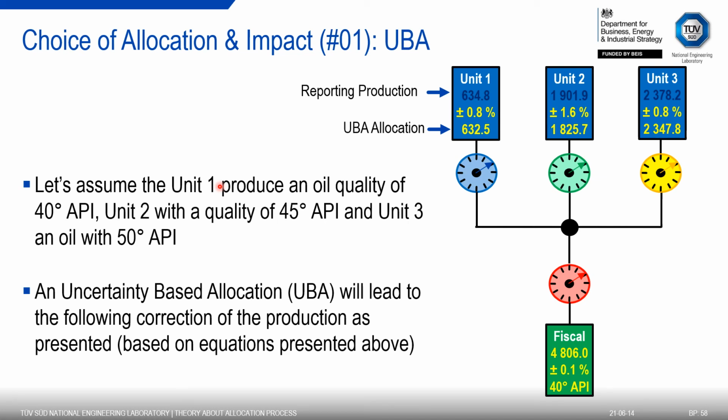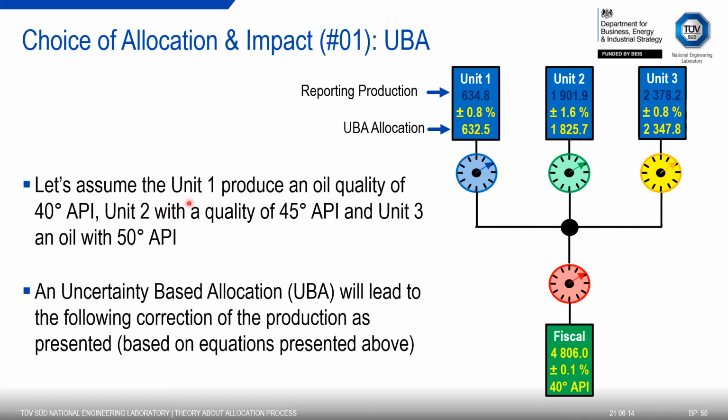And the whole idea here is to look at what will be the reallocated value for this field against the initial value if we use PBA, the UBA, or the value adjustment in this case. So I'll show you a case, for example, with the UBA. You know the uncertainty associated with unit 1, which is 0.8% in this case, is not bad at all. Unit 2 is slightly higher, 1.6, and unit 3 is plus or minus 0.8%.